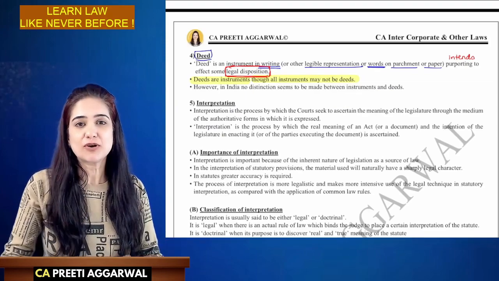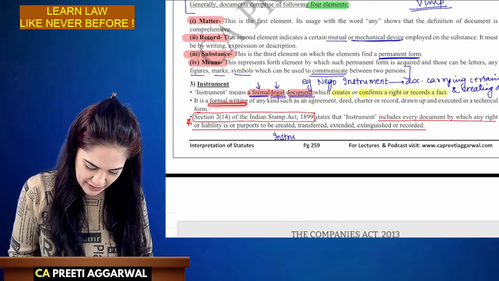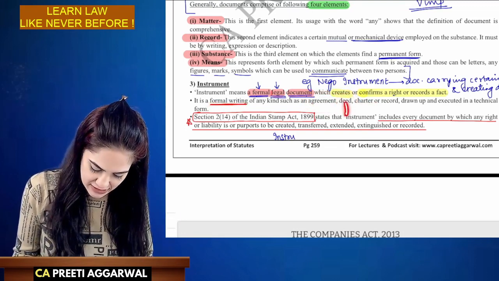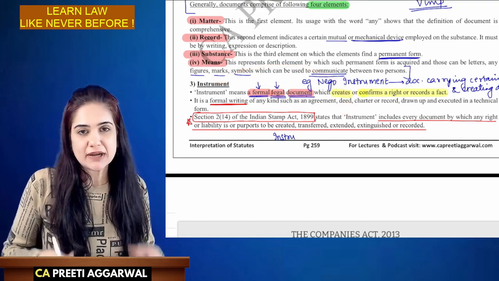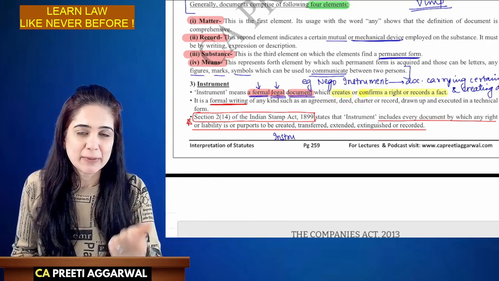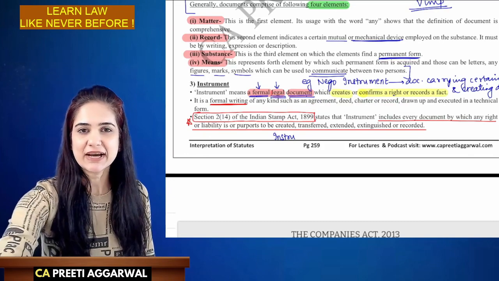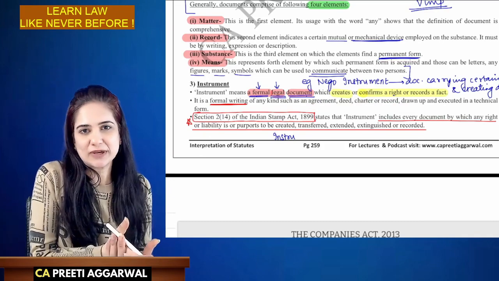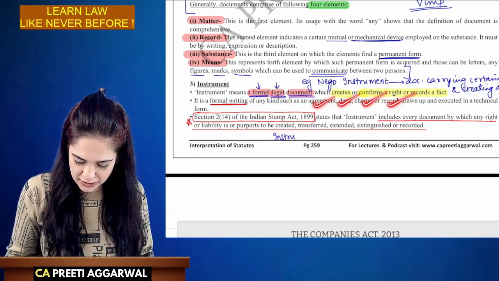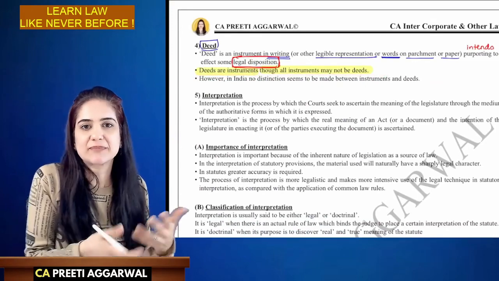Now, if you read the definition of instrument, it clearly states that instrument means formal writing of any kind, like an agreement, deed, charter. So can I say that deed is an instrument? But instrument is a very wide term. Deed is just an instrument, but instrument also includes agreement, deed, charter, record, etc. So deed is an instrument, but an instrument is not necessarily a deed, because it is a very wide term. So all deeds are instruments. All instruments may not be deeds. They can be something else also.